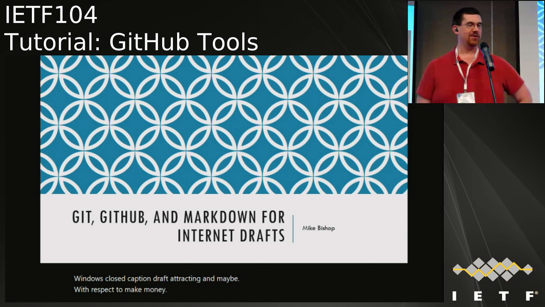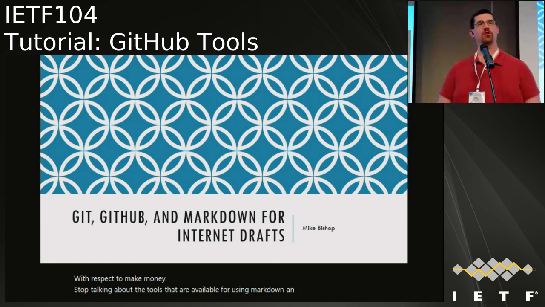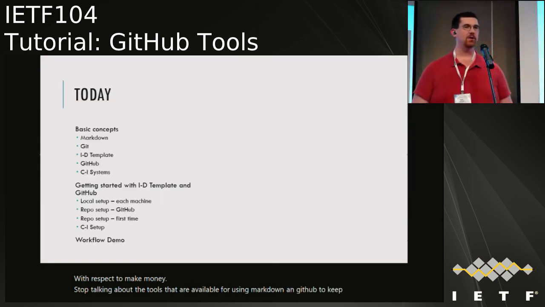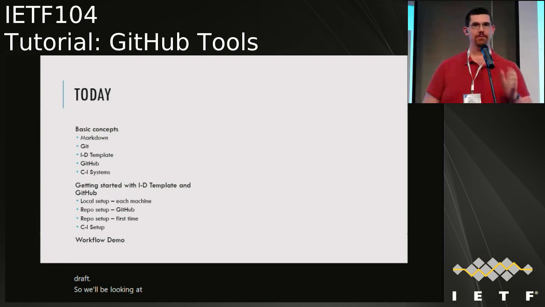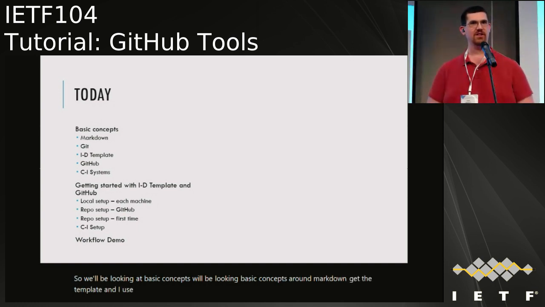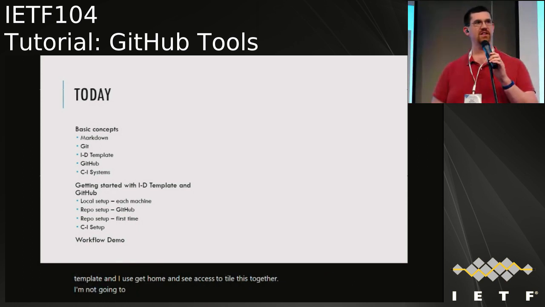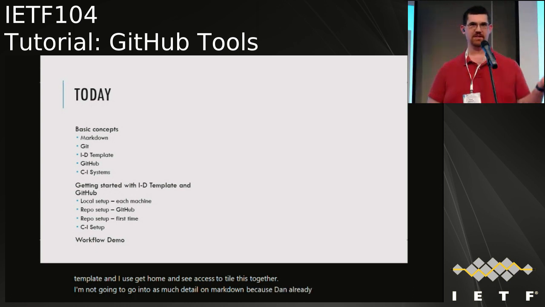We're talking about the tools that are available for using Markdown and GitHub to keep track of your internet drafts. So we'll be looking at basic concepts around Markdown, Git, the template, and how you use GitHub and CI systems to tie all those together. I'm not going to go into as much detail on the Markdown because Dan already did a session on that in the previous time slot.